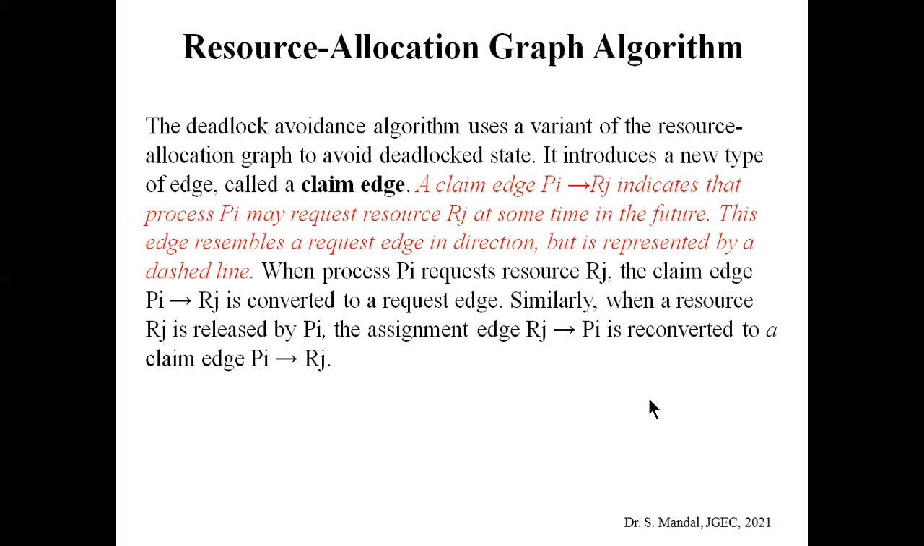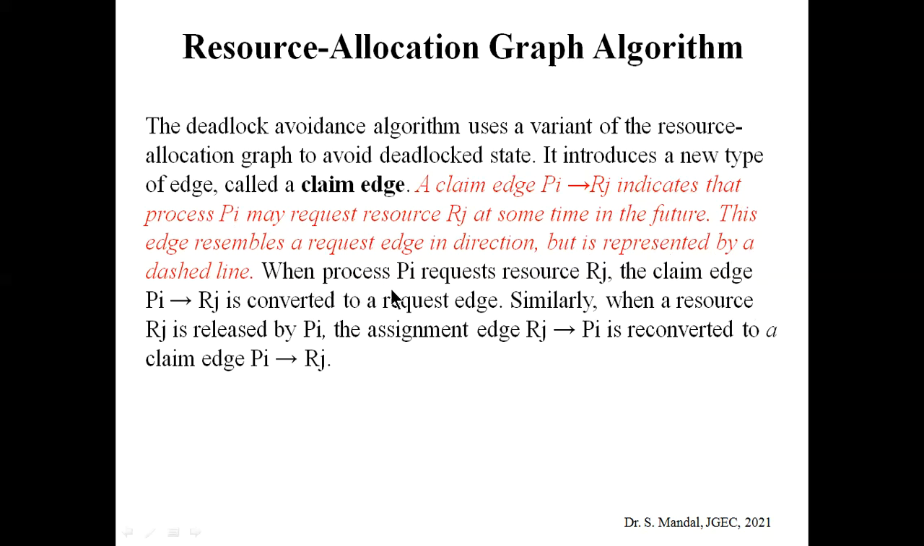A claim edge Pi to Rj indicates that process Pi may request resource Rj at some time in the future. That means a claim edge indicates that at a particular time instant it is not requesting that resource, but in future it may request that resource. Okay, so these edges resemble a request edge in direction. The direction is the same as the request edge, but it is represented by a dashed line.